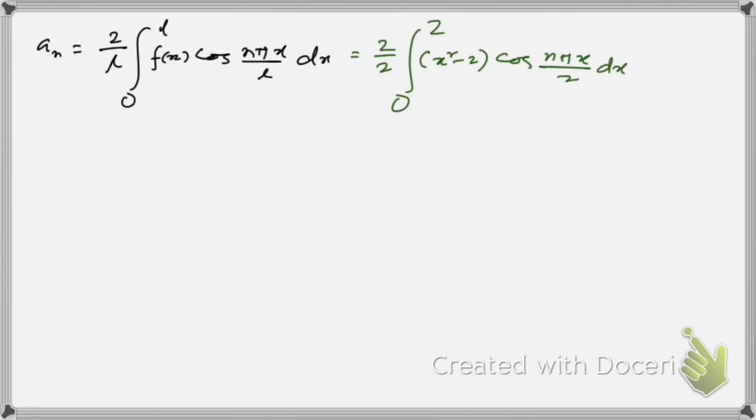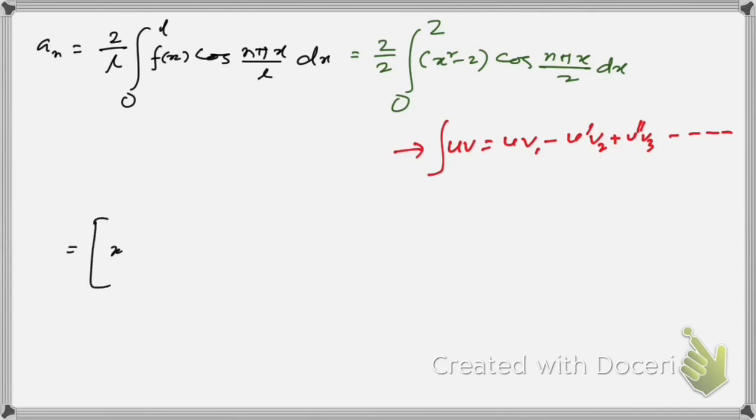That's what we're going to do. So now in this case we're going to apply this rule to integrate this. Then doing so, what we will get is x square minus 2.